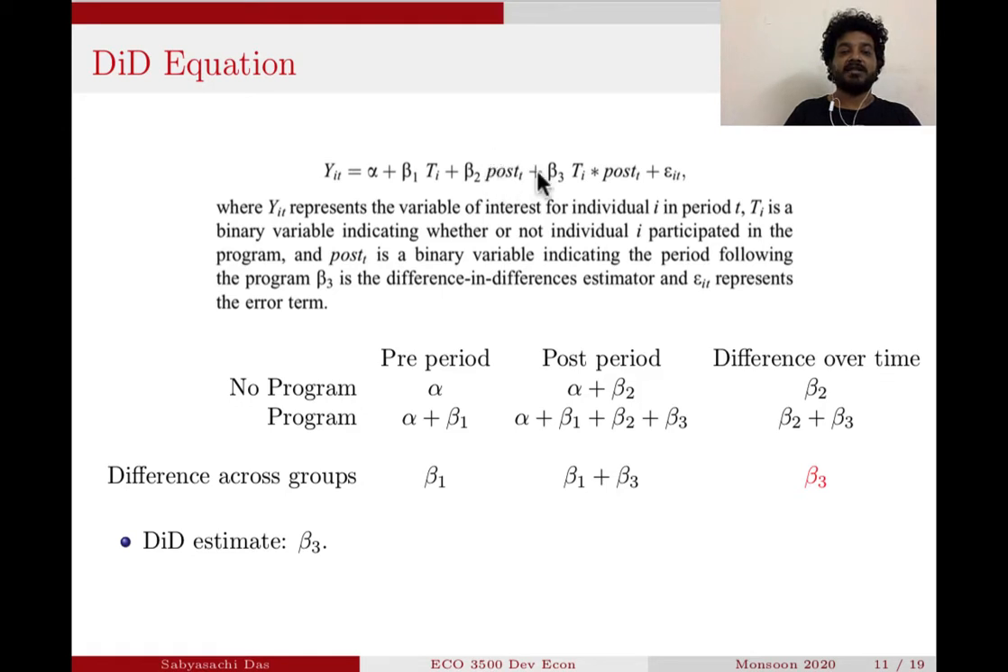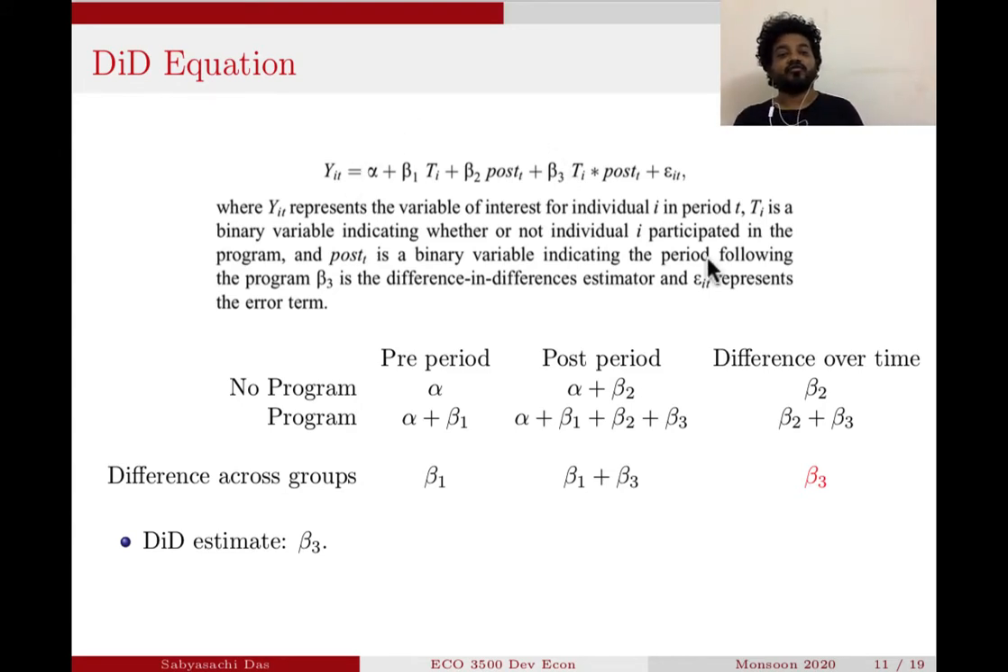So post is a dummy that takes value 1 if t is the post-treatment period. If t is pre-treatment period, then post takes value 0 for that t. Similarly, capital TI is a dummy, takes value 1 if the individual is in the treated group, and it takes value 0 if it's in the control group. And then there's an interaction of TI times post, okay? And the beta 3, the coefficient on the interaction term, is the causal effect. Supposedly the causal effect of this intervention in the post period on the outcome variable.